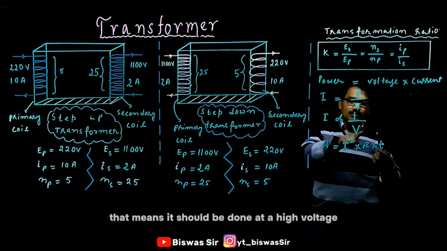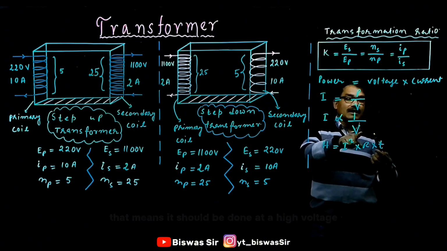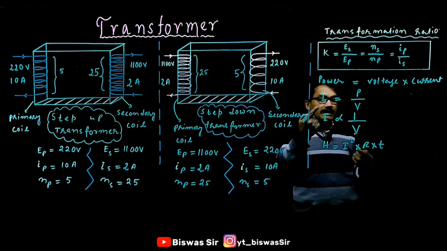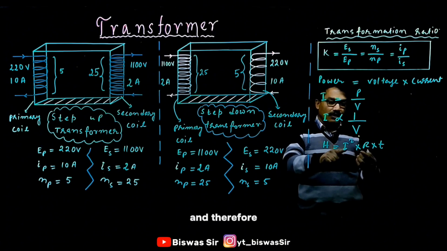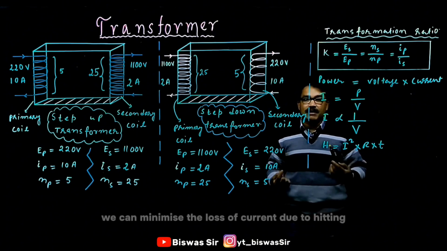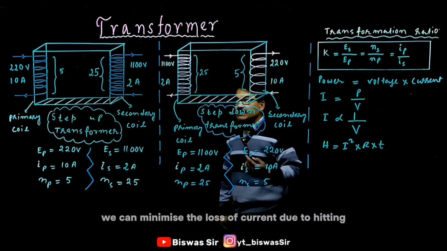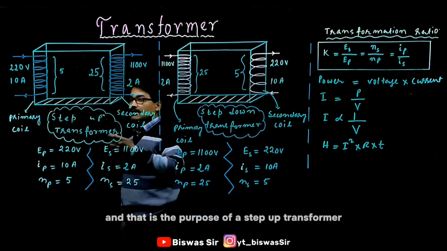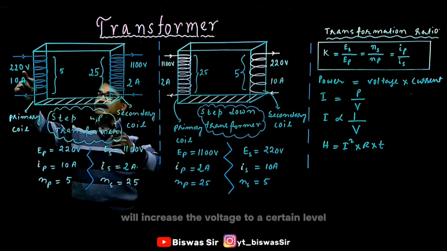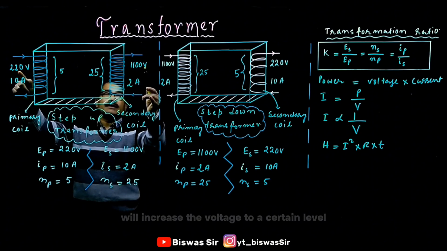That means it should be done at a high voltage. High voltage will ensure that there is less current in the transmitting line, and therefore there will be less production of heat, and therefore we can minimize the loss of current due to heating. And that is the purpose of a step-up transformer. A step-up transformer will increase the voltage to a certain level.